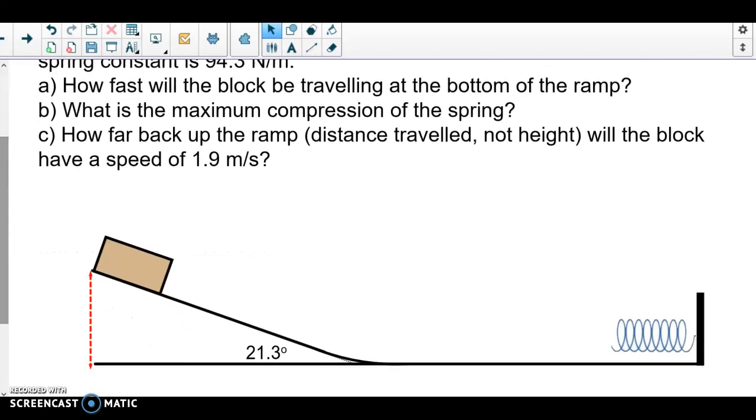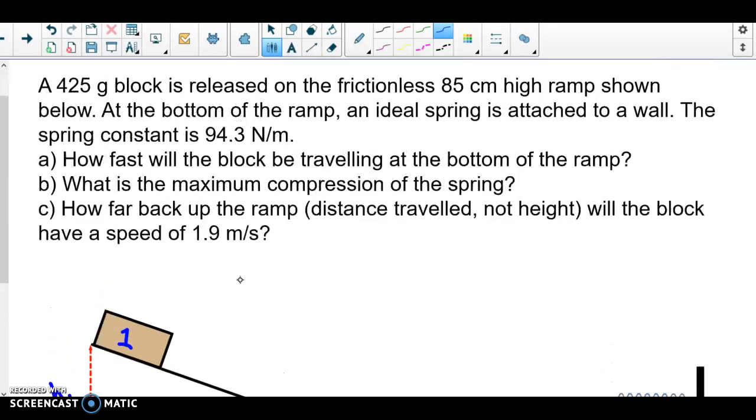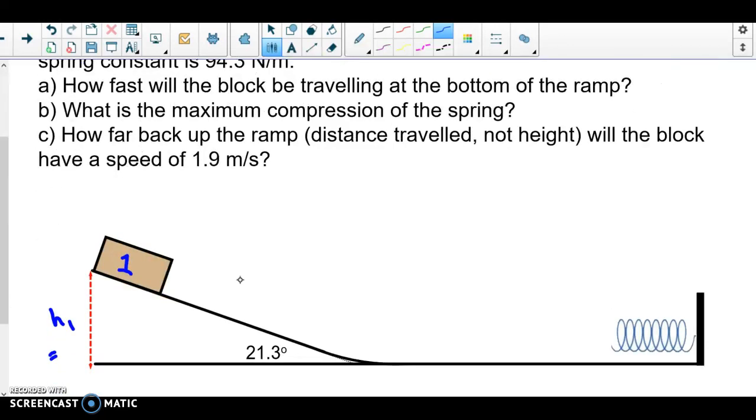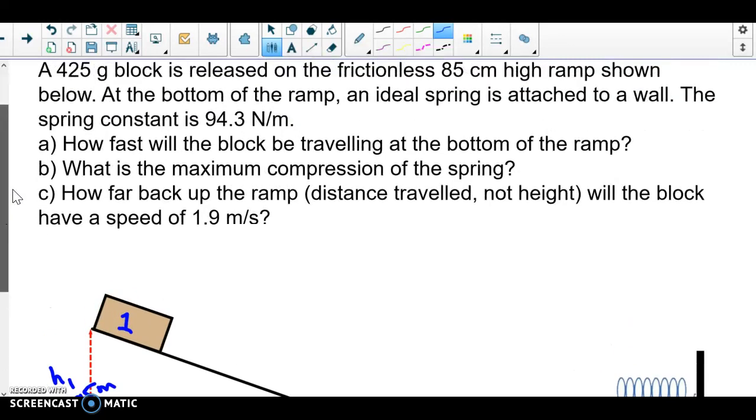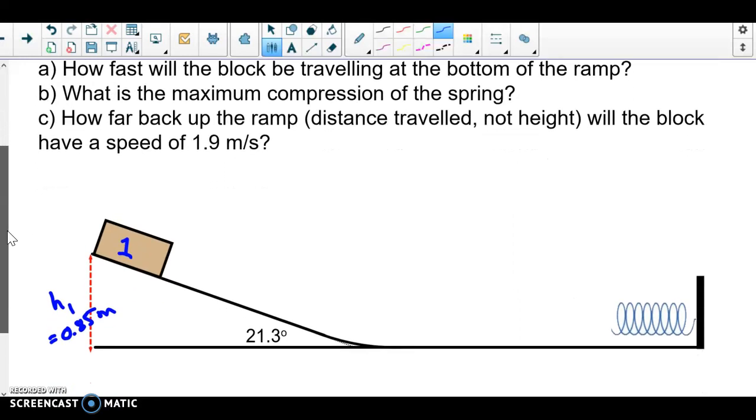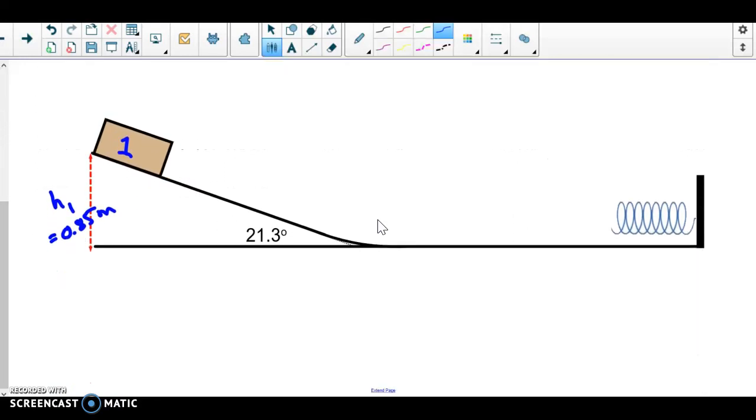So first of all, we've got a little diagram for ourselves to start. Some of the things we're given: we can call this point 1, since this is the release height of the box, and I can call that h1, and it's released at 85 centimeters, so 0.85 meters. It's initially released from rest, and it slides down the ramp. The first point we're interested in is point 2, right at the bottom of the ramp.